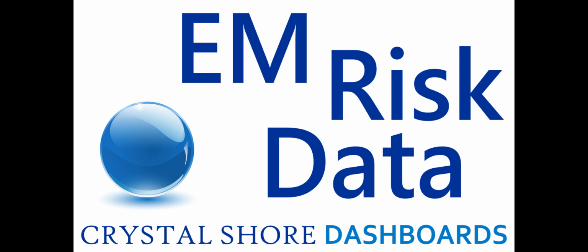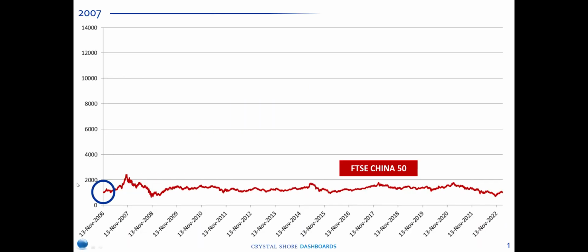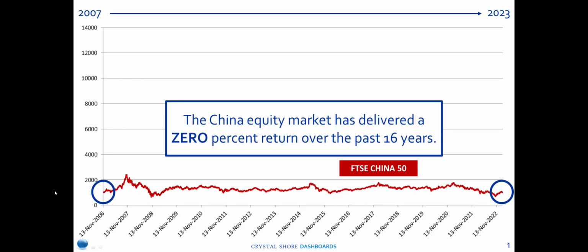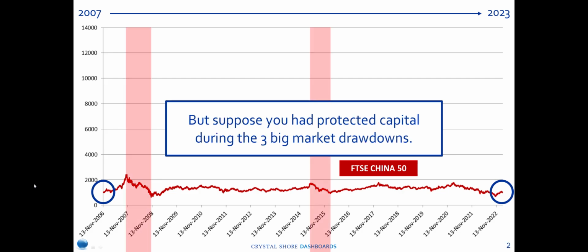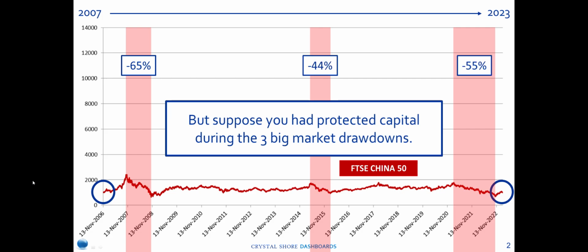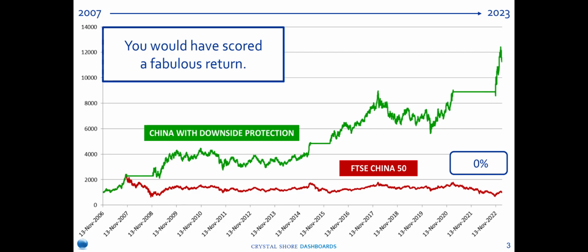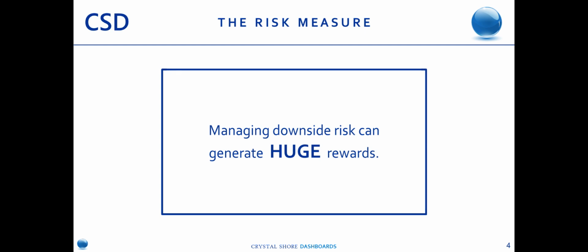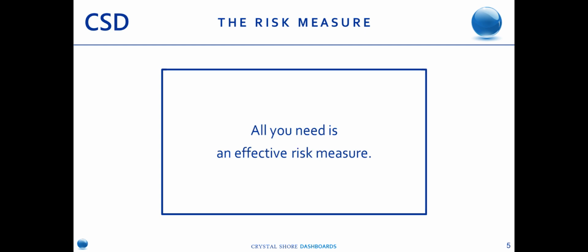Emerging markets risk data. This is the China equity market over the past 16 years. Amazingly, we are looking at zero return in spite of the booming China economy. But suppose you had protected capital during the three big market drawdowns over this period. Well, then you would have scored a fabulous return, which just goes to show managing downside risk can generate huge rewards. All you need is an effective risk measure.